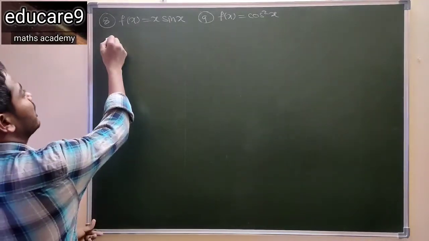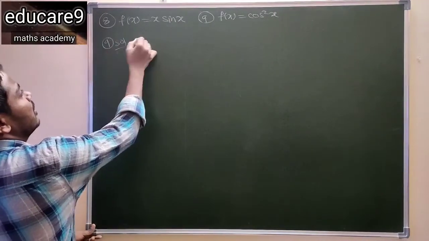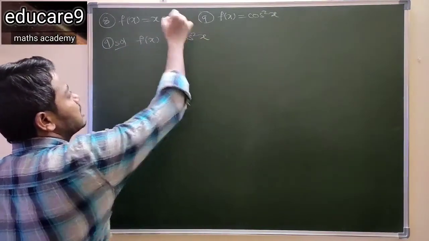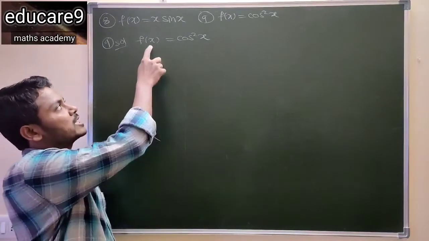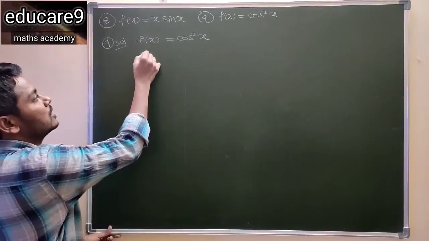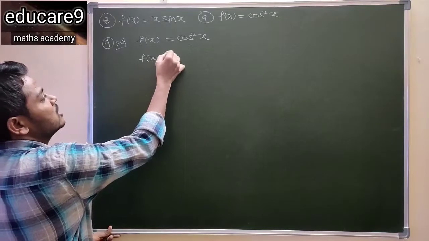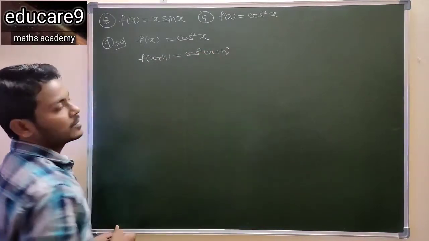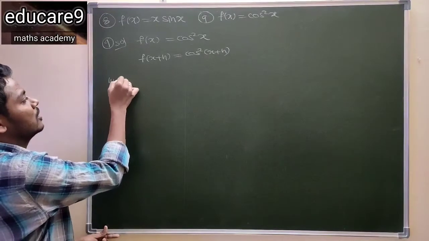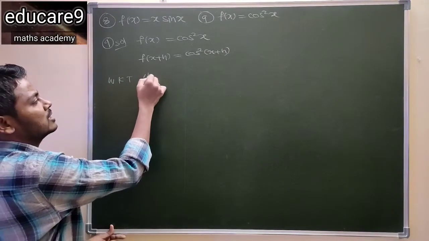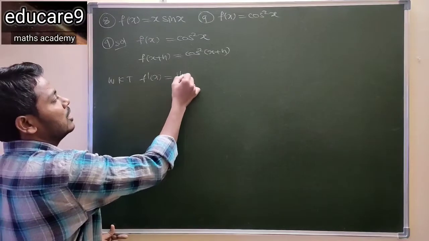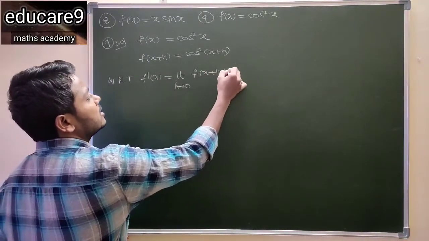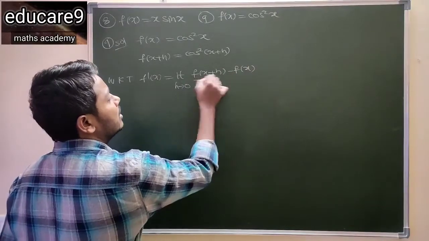See question number 9. f of x is equals to what? cos square x. So first x is replaced by x plus h. This is f of x plus h, which is equals to what? cos square (x plus h). So you know that f dash of x is equals to what? Limit h tends to 0 of (f of x plus h minus f of x) by h.